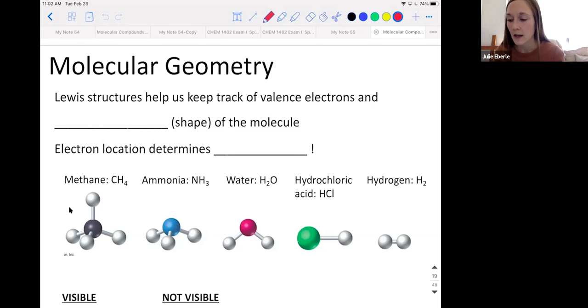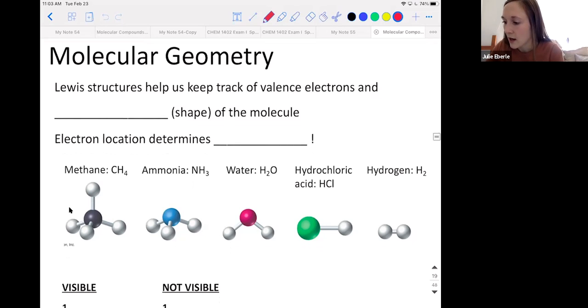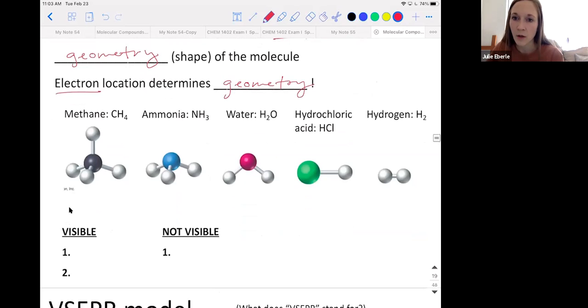Things take up space. And this becomes more and more important the higher you climb in different health sciences, especially towards fields like nursing. Maybe for communication majors, not so much, but it is helpful to know these things. So Lewis structures help us keep track of valence electrons and the geometry. And remember, geometry is just a fancy word for the shape of molecules. The location of electrons in an atom or in the molecule determines the geometry. As you see, with everything in chemistry, electrons are the foundational thing here. They're the reason why. So here are some pictures of molecules with different geometry.